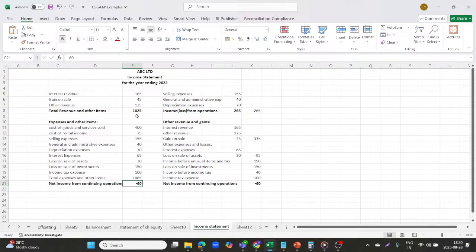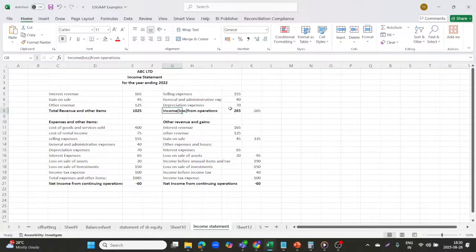So you see, the total of revenue was 1025, but the total of expenses is 1085. So minus 60 is your net income, that is your net loss. Then on the right side you are showing selling expenses and administrative expenses. So this is getting a bifurcation of your operating activity and non-operating activity.